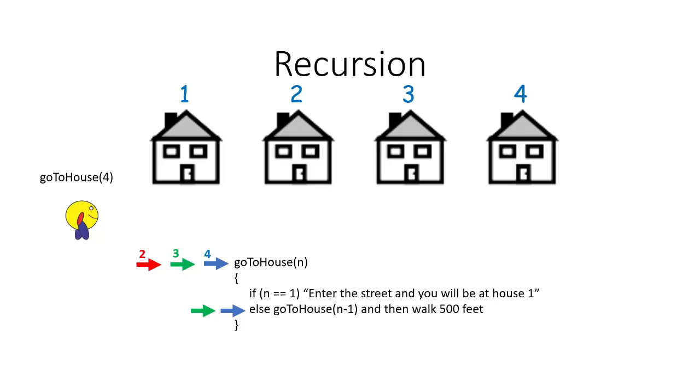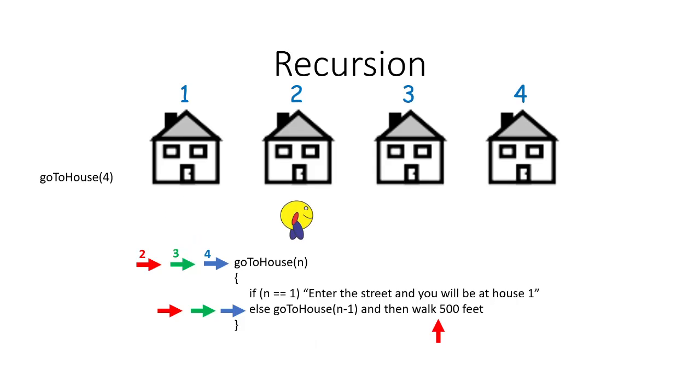So now n is 2. Again, we go to the else statement. The else statement says go to house 1. 2 minus 1 is 1. So we go in again. Now n is 1. But this time, we go to the if part. Because n is 1, we just say, oh, okay, enter our street and you will be at house 1. So that's what the man does, because we've just returned some directions. But then we're done with the purple version of go to house. So we're going to return out of the purple version to the red version, which is where we called it from, right here. So now we're done with go to house 1. Now we're going to walk 500 feet. Okay, so let's do that.